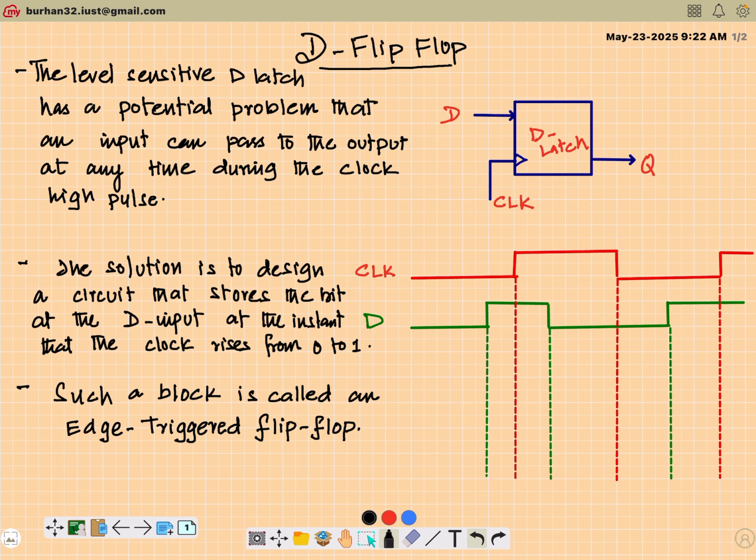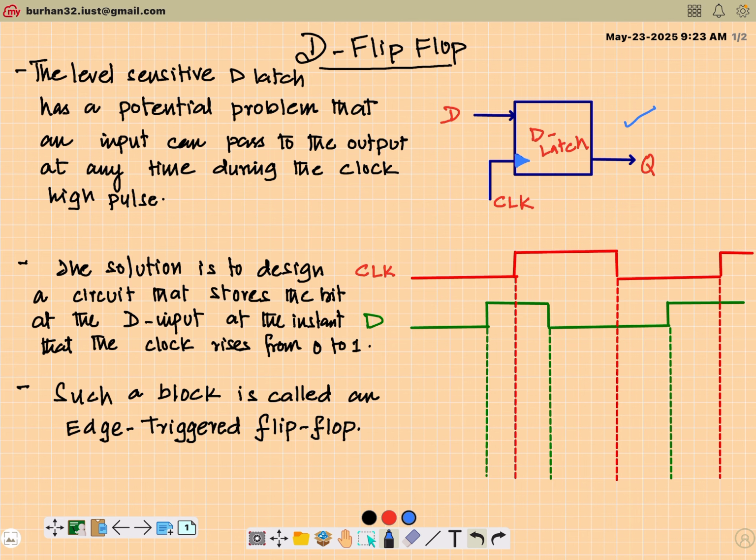So you know that a level sensitive D latch had a potential problem that an input can pass to the output at any time during the clock high pulse. And I've drawn here a timing diagram with regards to this D latch. I've shown only one output, Q, because this is the main output we are interested in. So I have the input D, I have the clock CLK. Clocks are typically represented by this small notch. This shows that this is a clock input. And Q is my output.